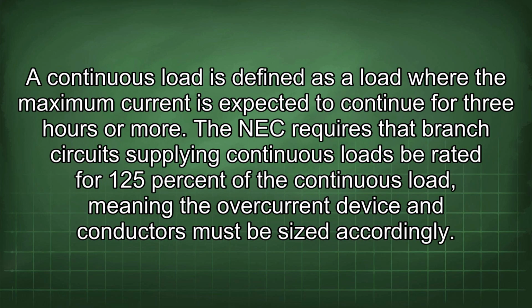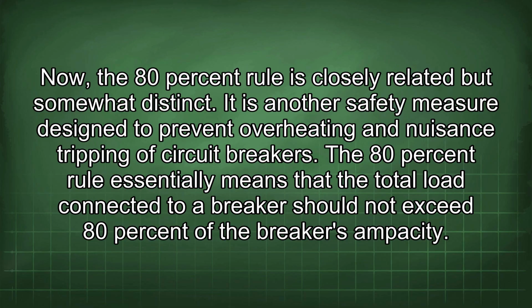A continuous load is defined as a load where the maximum current is expected to continue for 3 hours or more. The NEC requires that branch circuits supplying continuous loads be rated for 125% of the continuous load, meaning the overcurrent device and conductors must be sized accordingly. Now, the 80% rule is closely related but somewhat distinct. It is another safety measure designed to prevent overheating and nuisance tripping of circuit breakers.